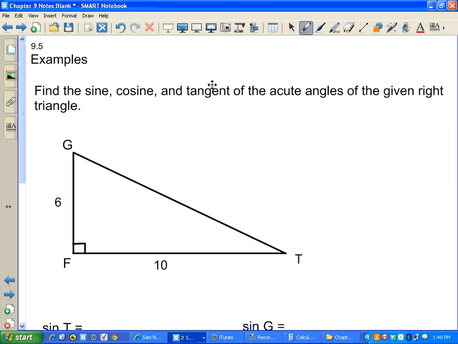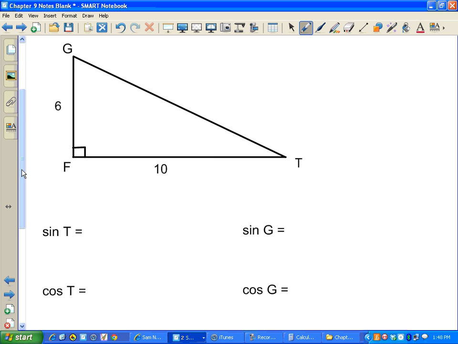So find the sine, the cosine, and tangent of the acute angles of a given right triangle. All right, well, here's angle T. It's an acute angle. We never do trig with the right angle, okay? The right angle doesn't have a sine, a cosine, or a tangent. Only the acute angles do.